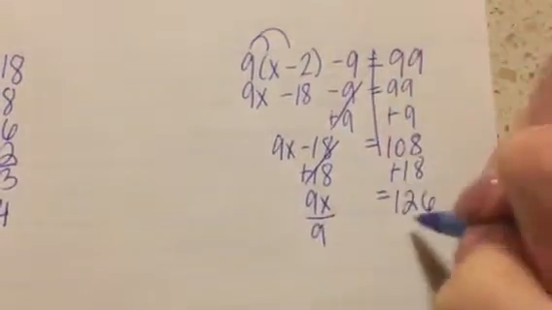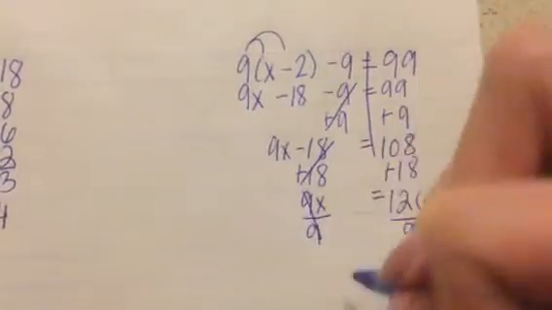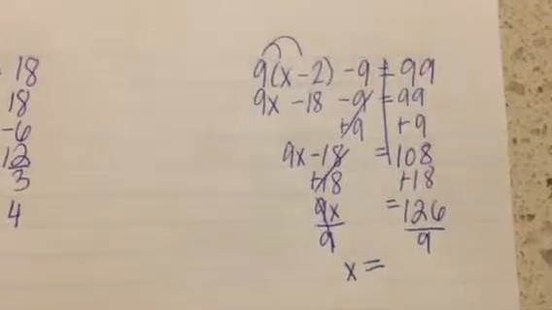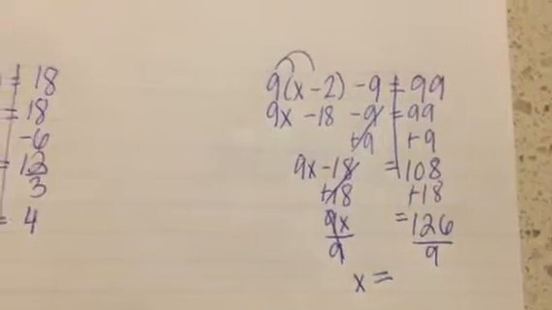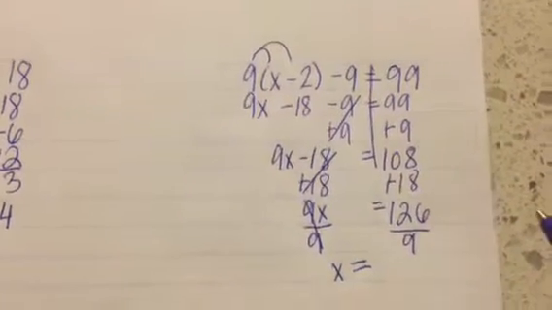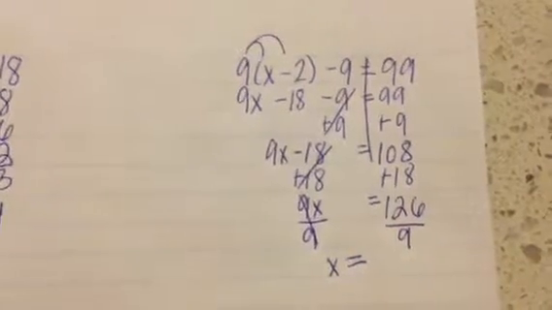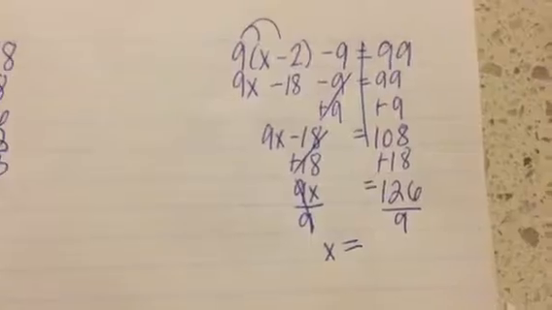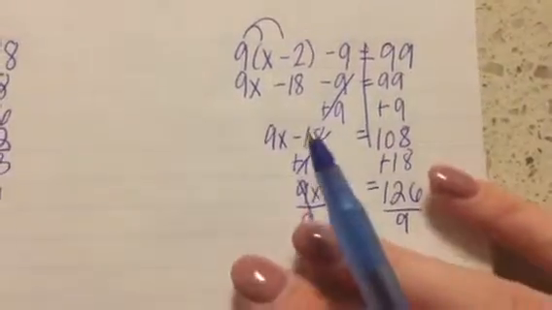My final step is to divide by 9 on both sides. Then I do 126 divided by 9. And I get what my x value is. So go ahead and figure that out. Let's look at two more examples.